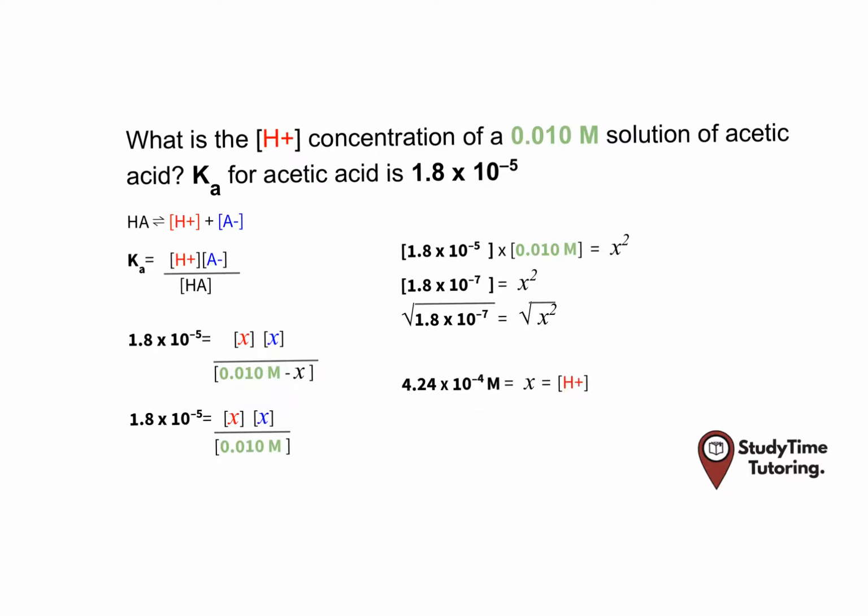So our value for X is equal to our hydrogen ion concentration. So therefore, our hydrogen ion concentration is going to be 4.24 times 10 to the negative fourth. Now again, if you're having any issues with this question, if you don't understand why we eliminated the X, if you don't understand ice tables, for example, you may want to check out a few other videos on this subject.